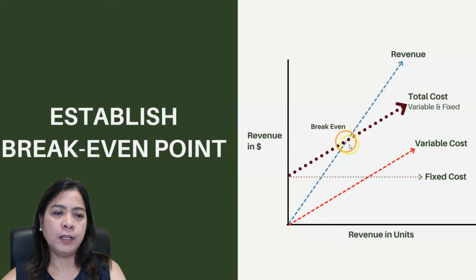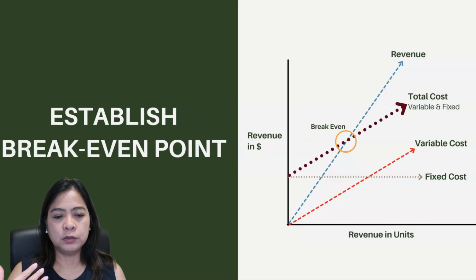But again, you don't want to be just targeting a break even. Over time, you want to make a profit. So that is the main concept that I want to explain here. So that's a break-even point.